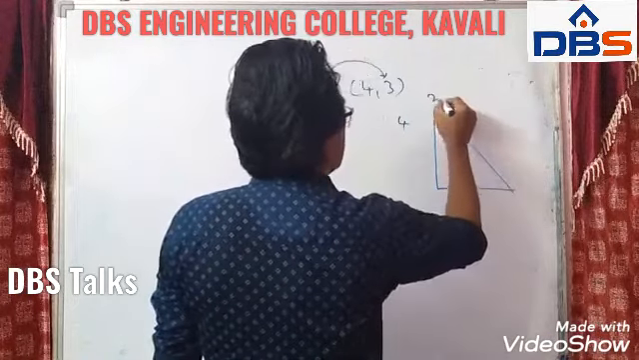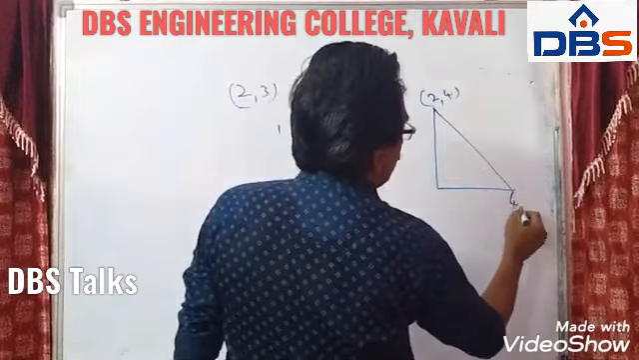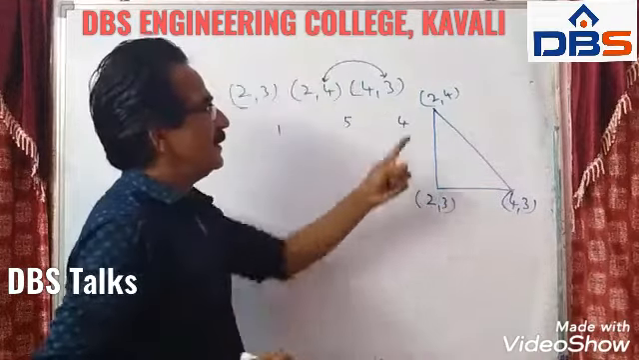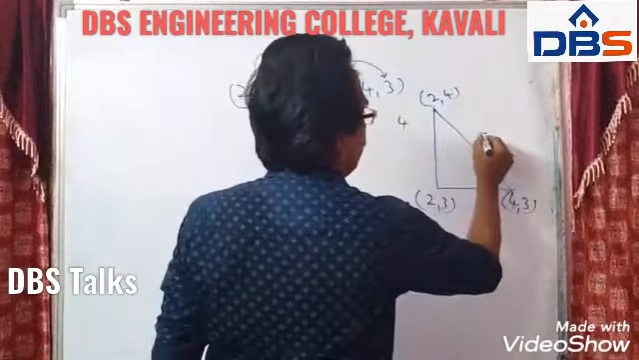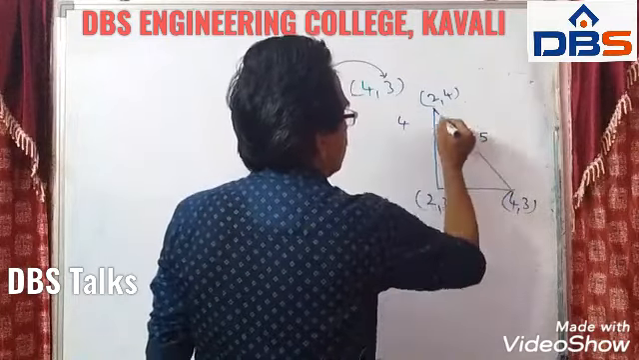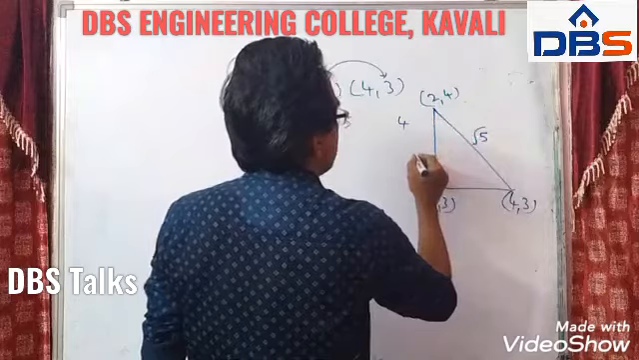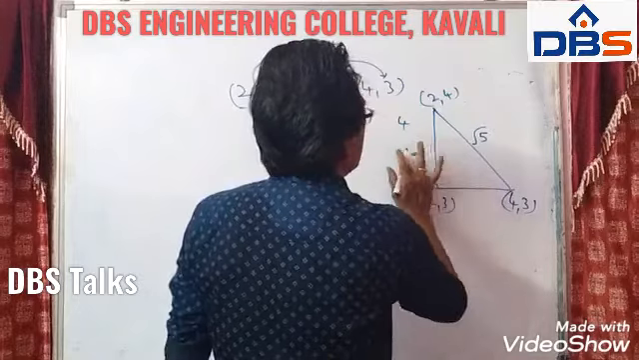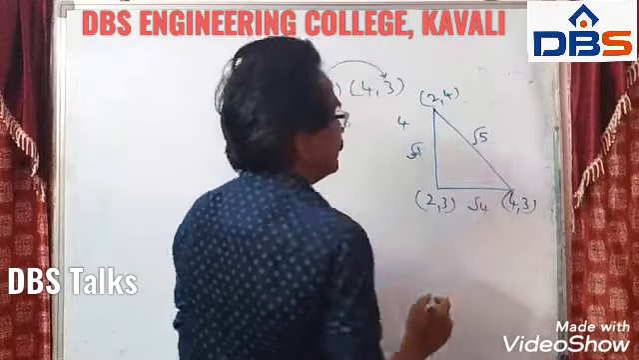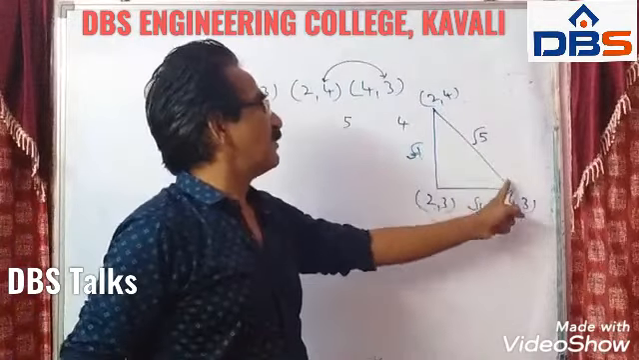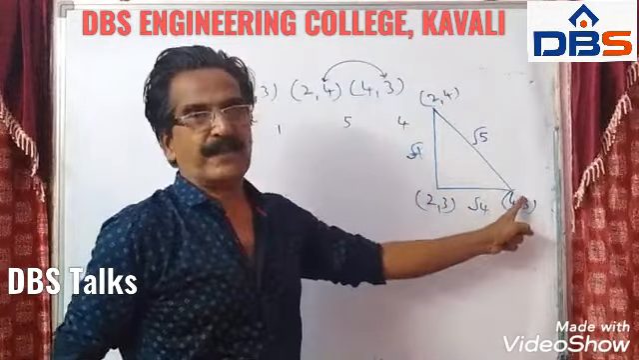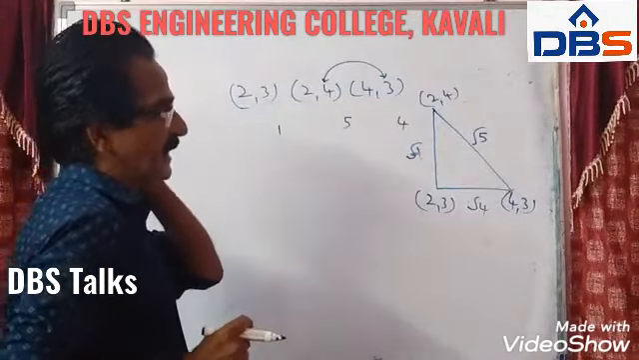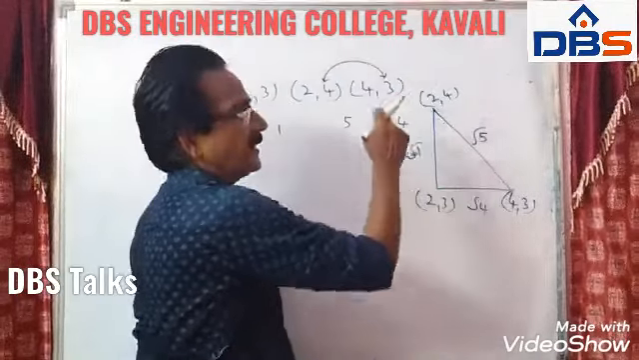See friends, this is (2, 4). This is (4, 3). This is (2, 3). This distance is root 5. This distance is root 4. This distance is root 1. This distance is root 1. This distance is root 4. So AC square is equal to AB square plus BC square. So the given coordinates form a right angle triangle.